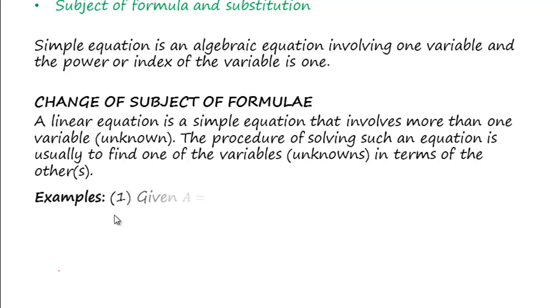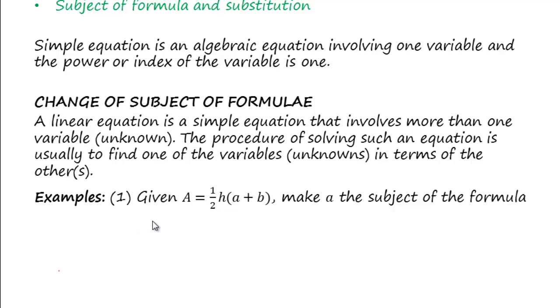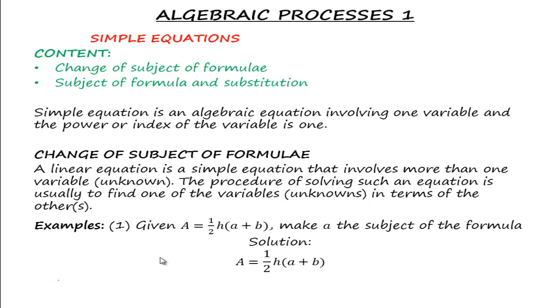Let's go. Now, example number 1. Given capital A equals 1 over 2 h open bracket small a plus b close bracket. Make small a the subject of formula here. Now solution. When you have this equation, capital A is different from small a, so you are to find a as the subject of formula. You are getting it now. This is a change of subject of formulae. Are you following? So let's press further.